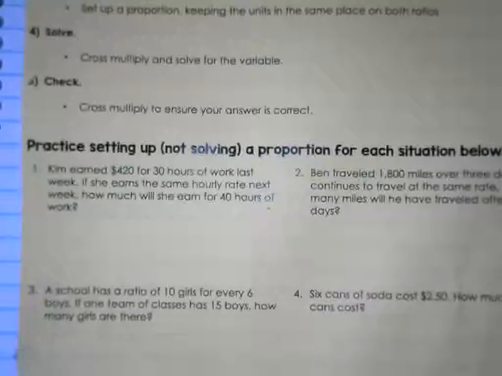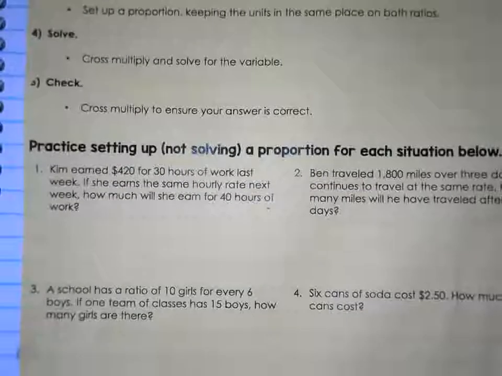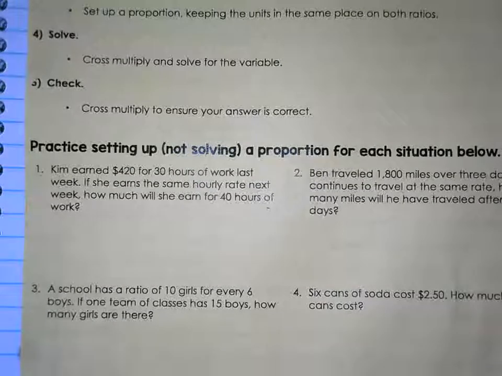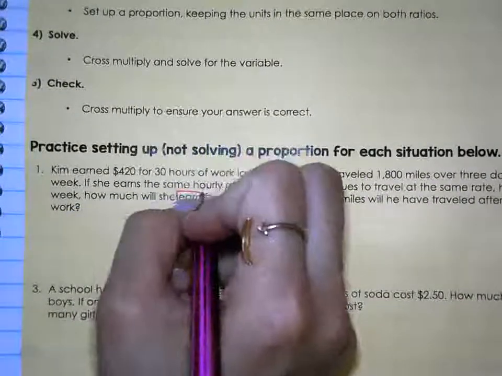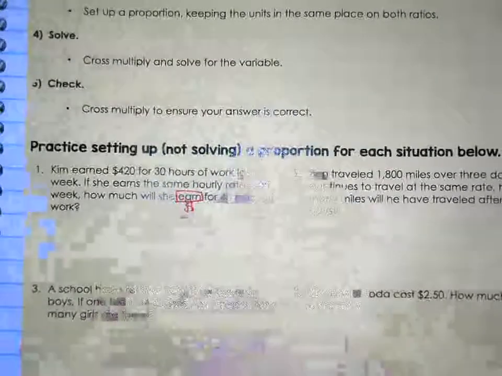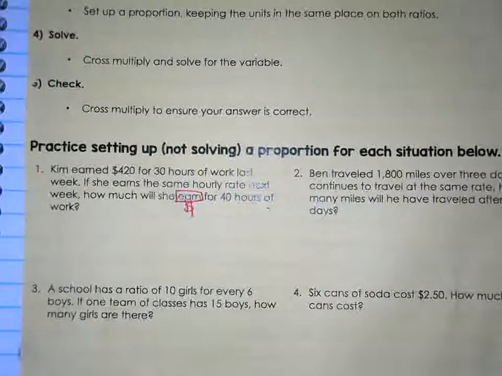But if we look at number 1, it says Kim earned $420 for 30 hours of work last week. If she earns the same hourly rate next week, how much will she earn for 40 hours of work? So step one, what do I need to find? When I read that problem, it usually comes after how much or how many or something like that. And in this case, it says how much will she earn, which means I am looking for money. I want money as my answer.